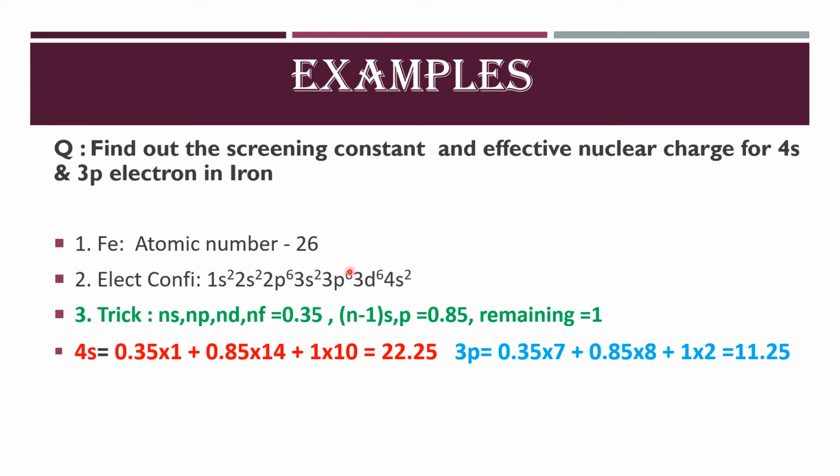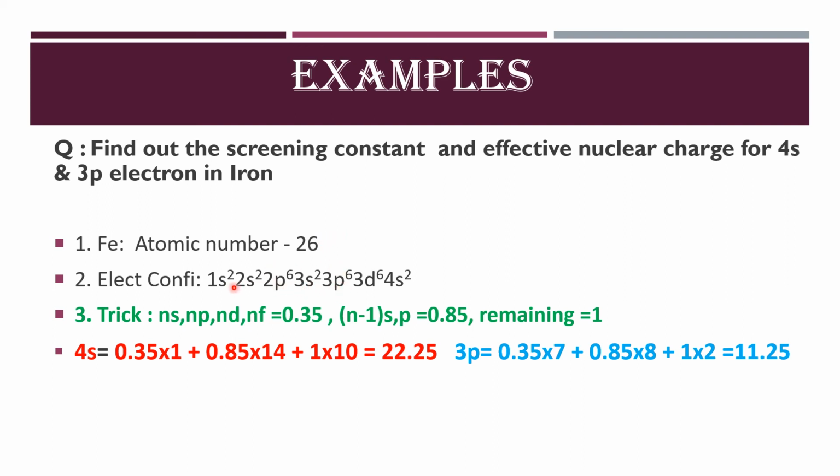So here 3p means here also n, here also n, both are n only. So how many electrons are there? 6 plus 2 is 8, but one of the electrons we need to find out, so the remaining will be 7 electrons. So 7 electrons into, what is that for n? 0.35. The first value we always keep as 0.35, for the n. So 0.35 with 7 electrons, and then n minus 1.